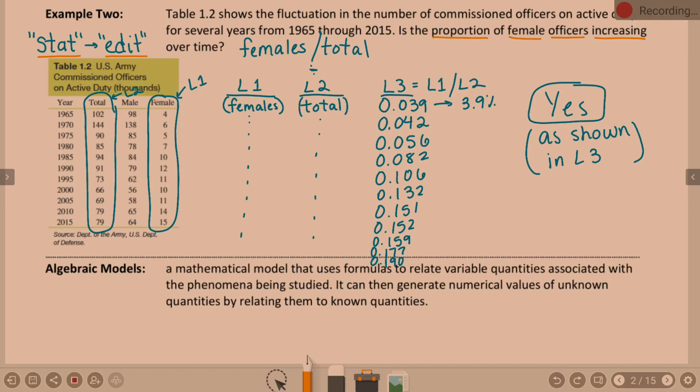So, the key thing to remember, you go into the stat button and then into the edit menu. That's the easiest way to get there. Okay. What else do I need to answer on this problem? I think we should be done.